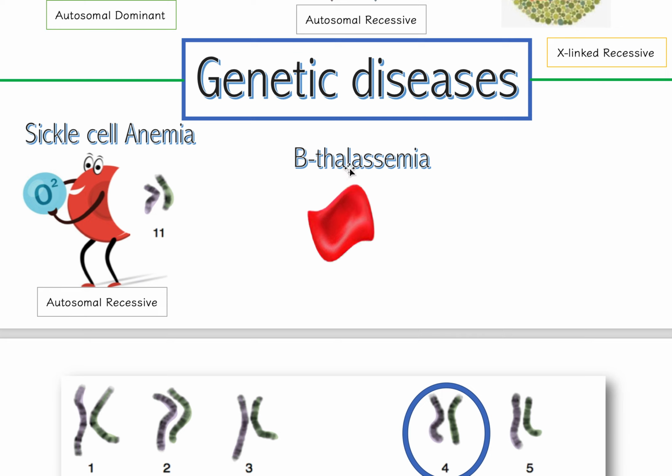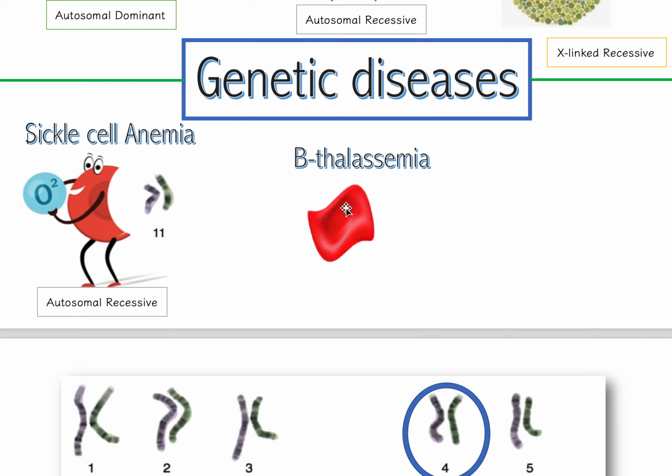Now, beta thalassemia. I put a B here, but it should be beta. Beta thalassemia is another blood condition, because we know normally the blood cell should be nice and round, right? Nice and round. It should be disc shaped like a frisbee. But in both of these conditions, the red blood cell shape changes. So in beta thalassemia, it can take up various strange shapes.